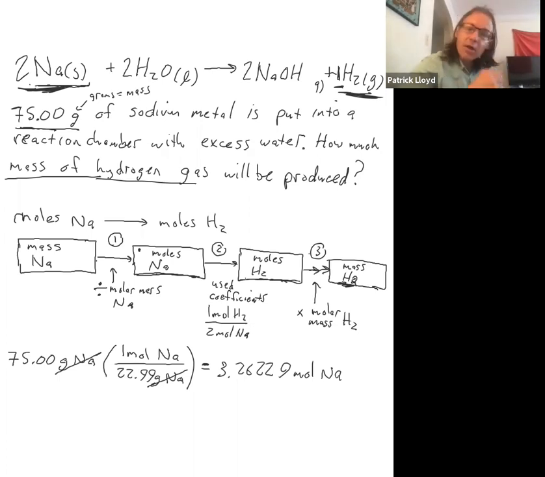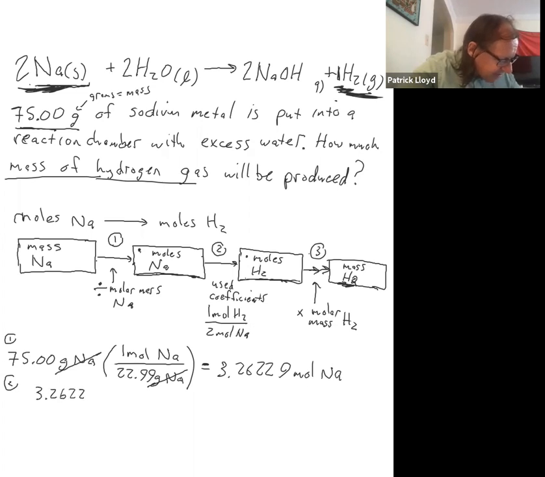And if you recall a little bit earlier, 20 minutes ago, moles of one substance to moles of the other substance, in this case, sodium to hydrogen, we just use the coefficients. We do a ratio of coefficients. It's 1 mole of hydrogen for every 2 moles of sodium. So you're using the coefficients. So step 2, which is here, you're going from 3.26.